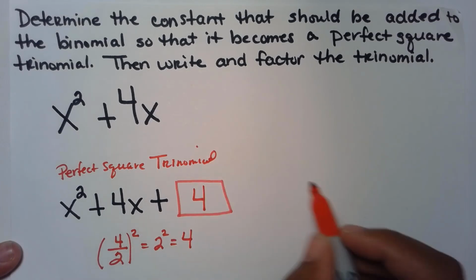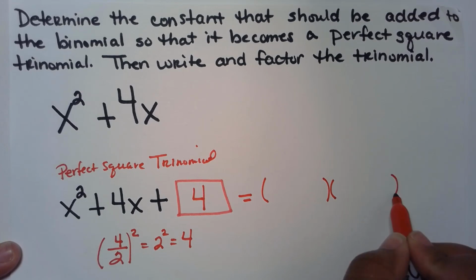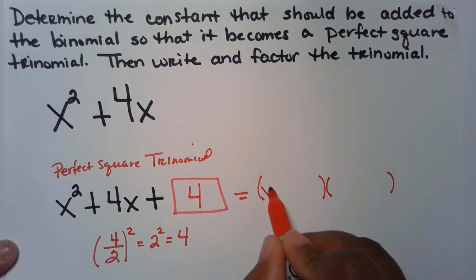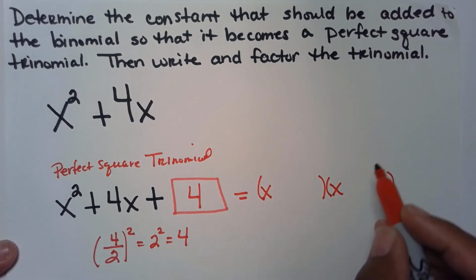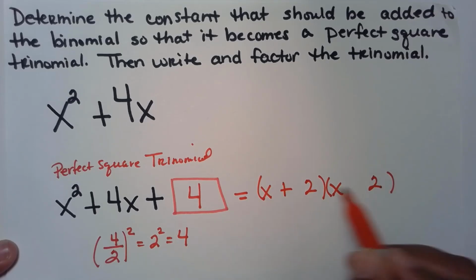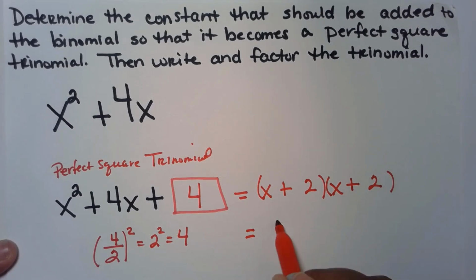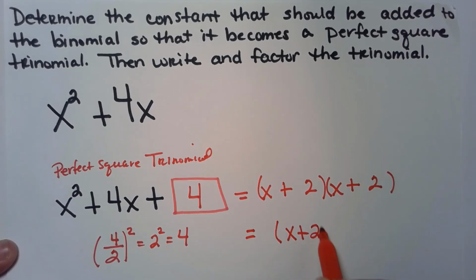So we wrote it out now. Let's factor. The first term, x and x. The last term, those factors, 2 and 2. The signs are going to be the same, two positives. Therefore, we have the quantity x plus 2 squared. So we were able to take that binomial and make it into a perfect square trinomial. Let's do another one.